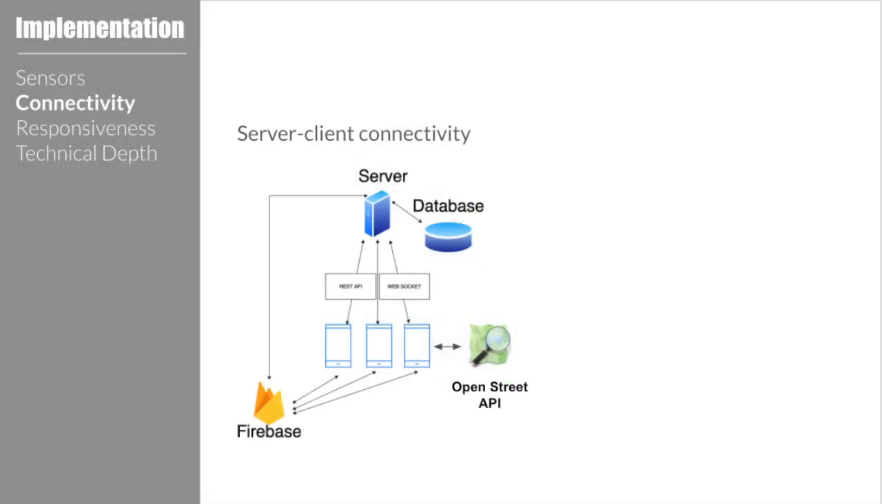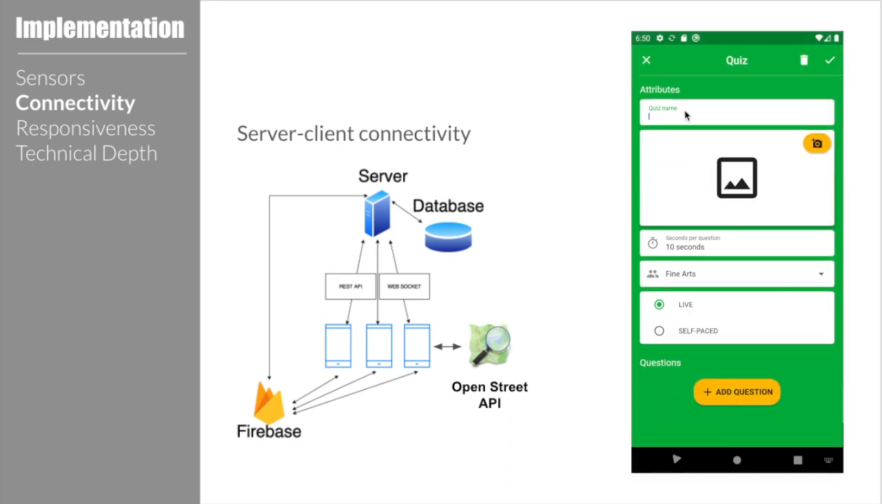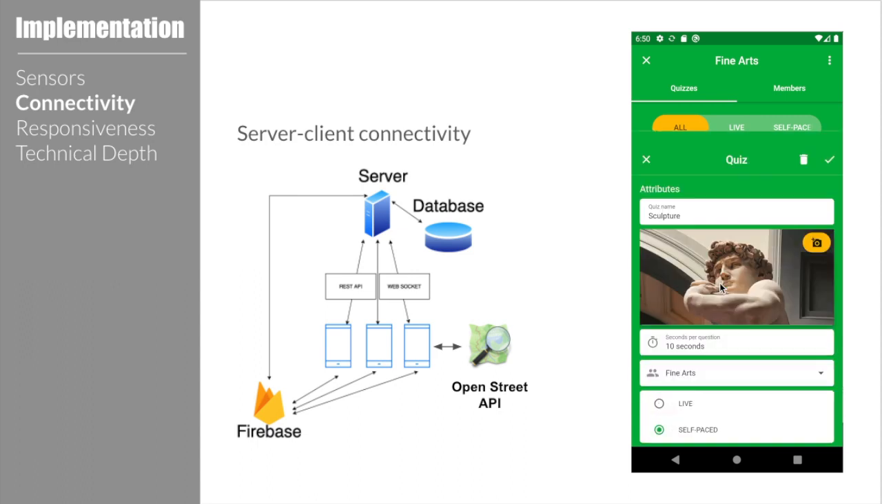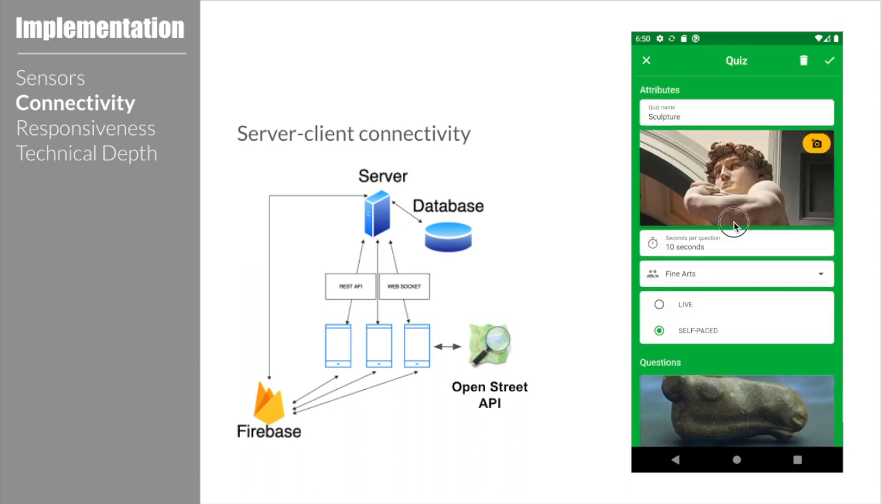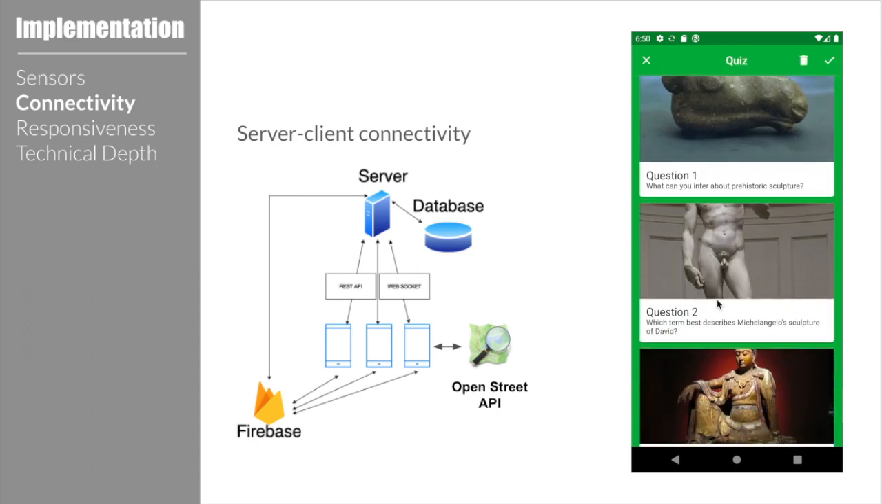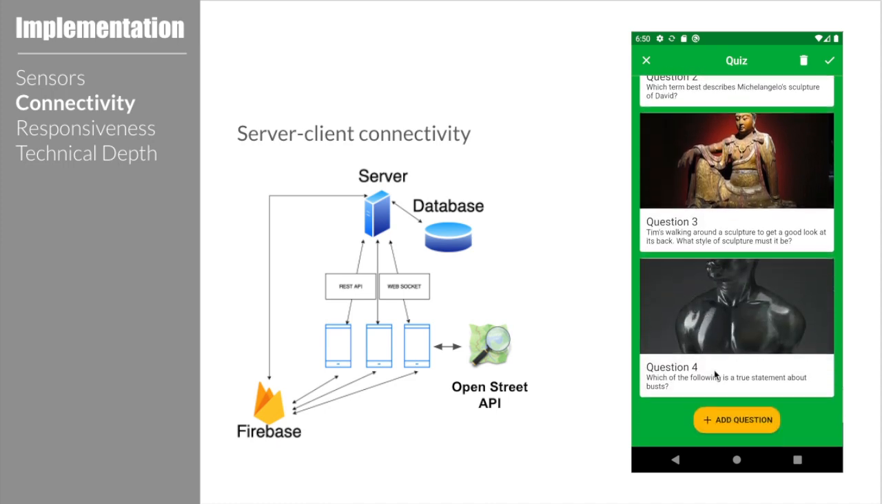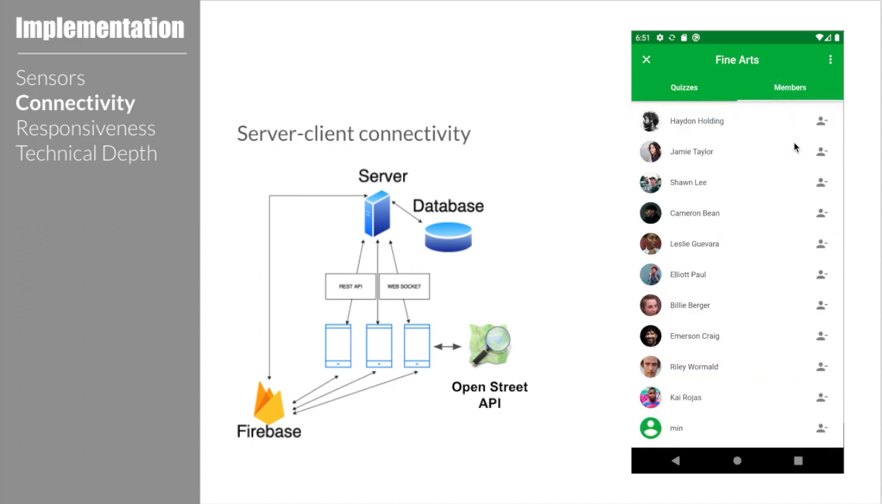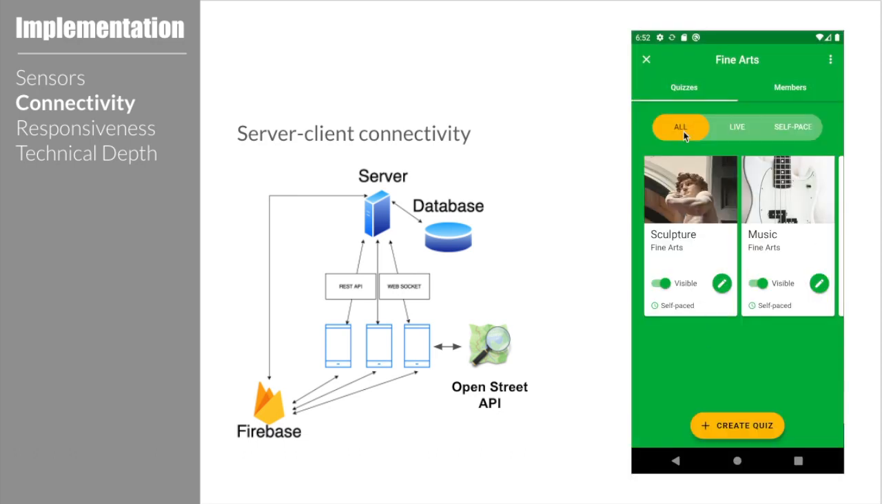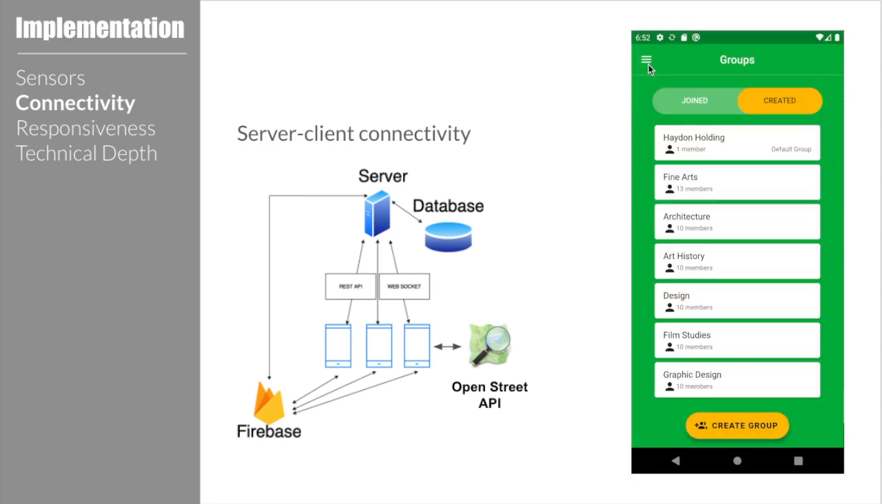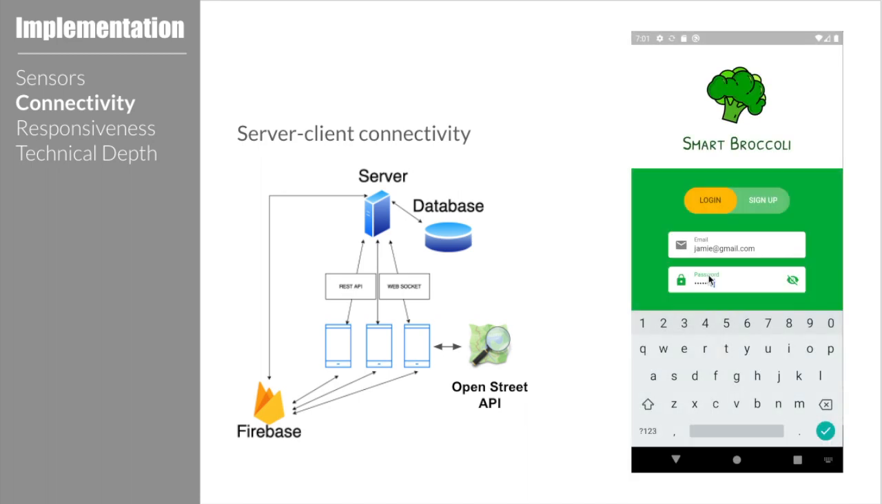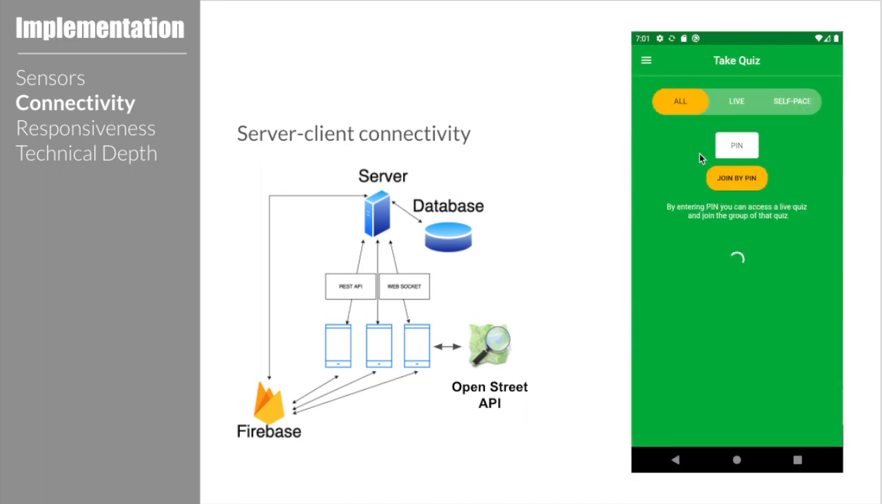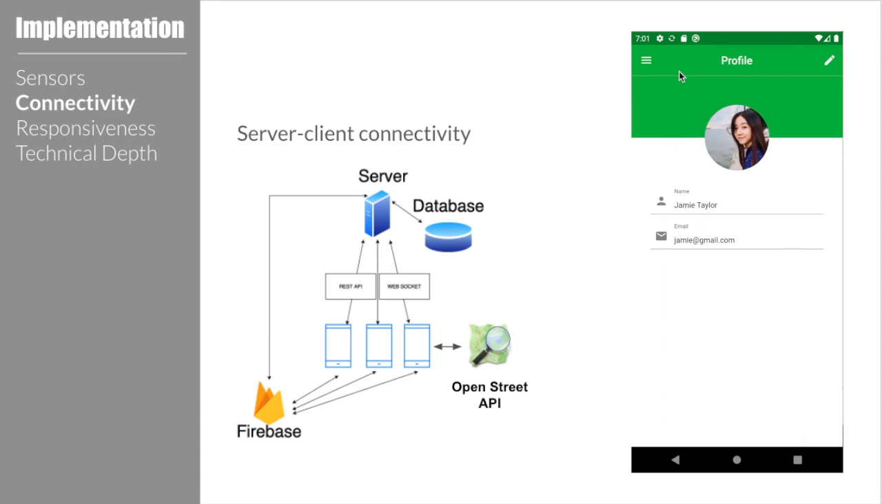Smart Broccoli makes extensive use of connectivity to the cloud. Easily create quizzes, edit existing quizzes, add additional questions, manage the members of a group, with the ability to kick a member, and edit your profile. Our system allows users to create, share, and participate in quizzes within multiple groups. These functionalities are achieved through the use of a REST API in a client-server architecture.